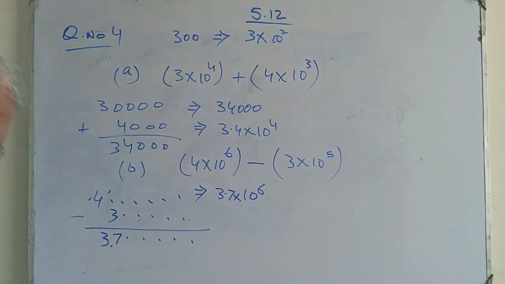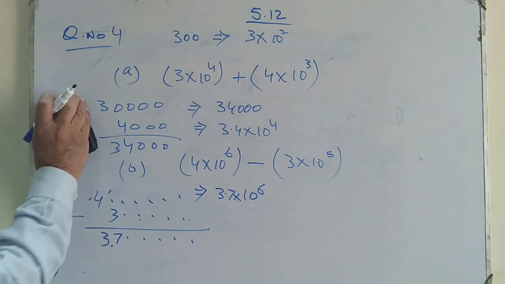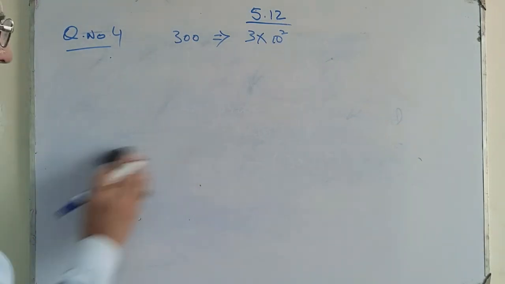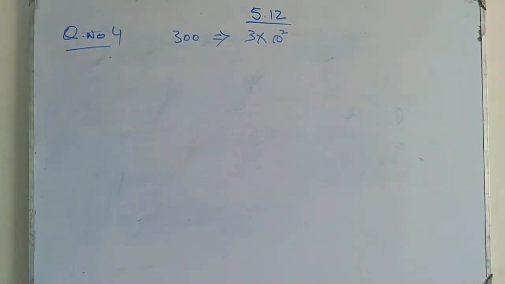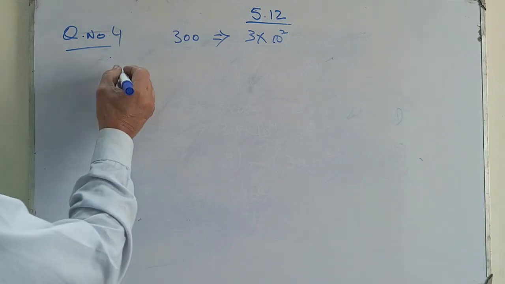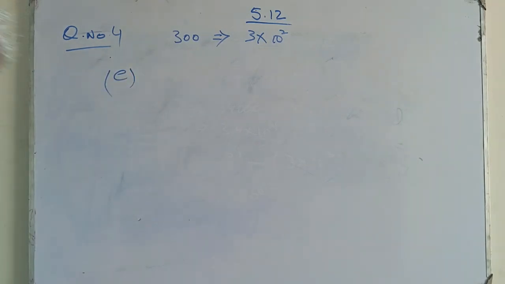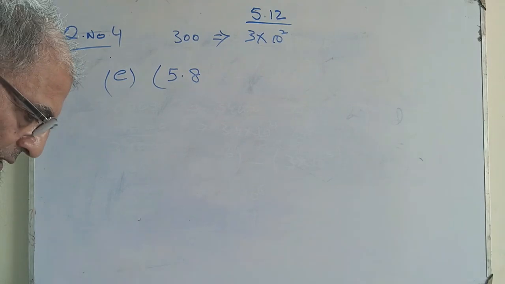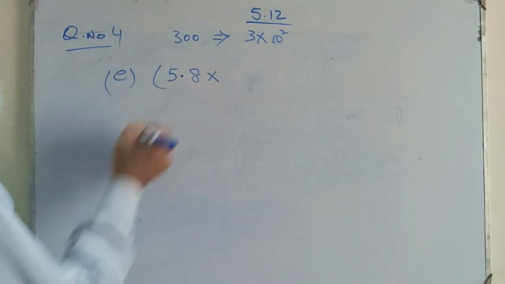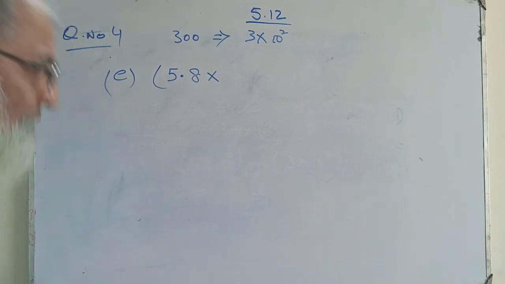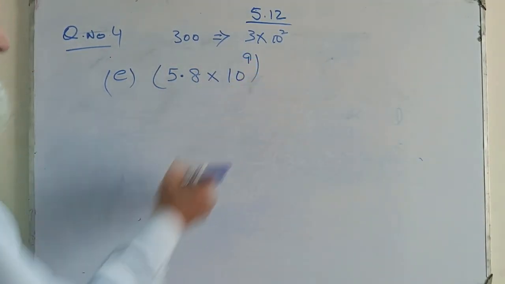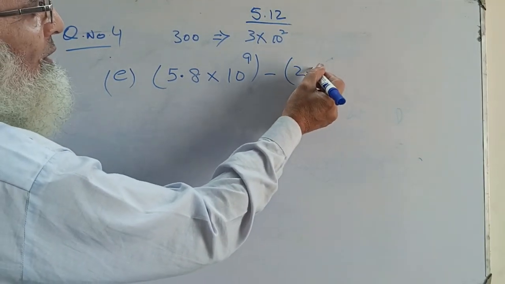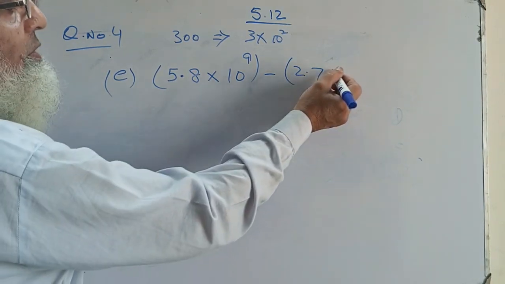The rest of the questions are the same. Let me do one more question, and then I'll be signing off from today's lecture. It is almost time to say goodbye. So I am doing 5.8 into 10 raised to power 9, which is already with 1 point, minus 2.7 into 10 raised to power 3. Now make it darker, so it must be visible to you.